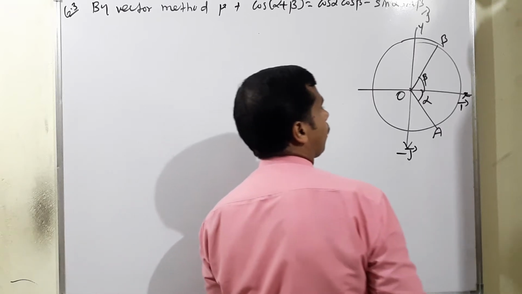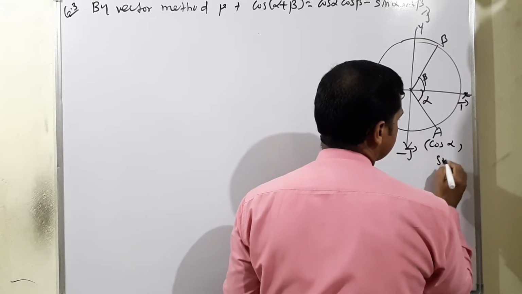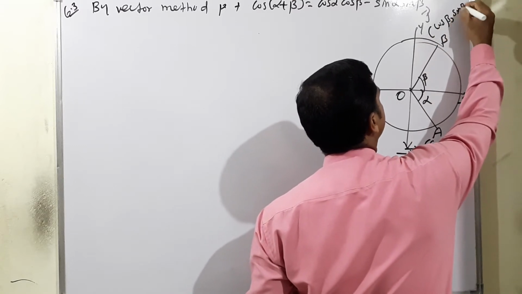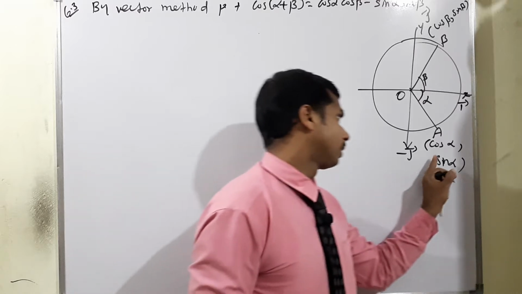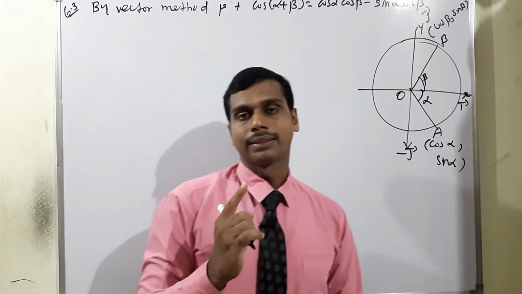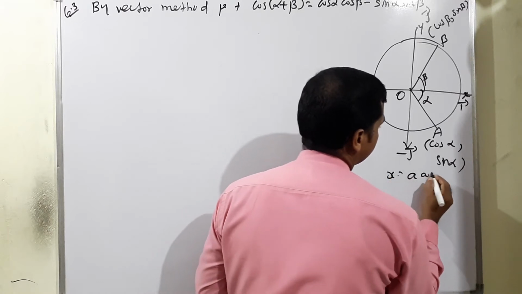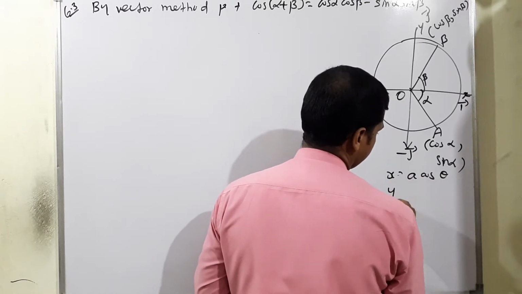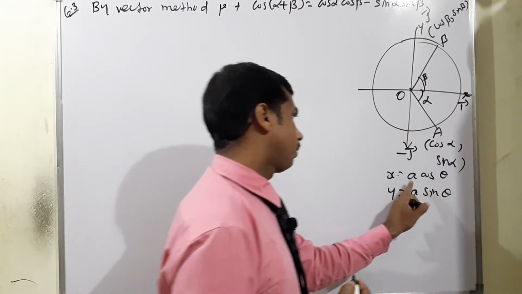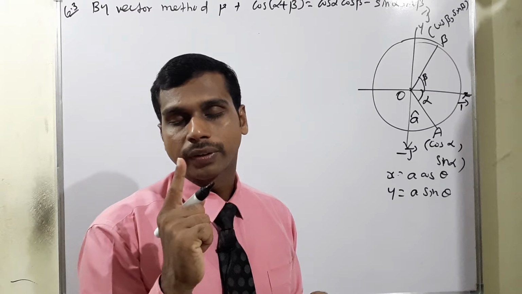Then another important point. Point A has coordinates cos alpha comma sin alpha, as well as point B cos beta comma sin beta. Why do I consider the coordinate points cos alpha and sin alpha? Already I have discussed, in chapter 5, the parametric formula in a circle: x is equal to a cos theta as well as y is equal to a sin theta. So instead of a, the distance between O and A is A cap. A cap means what? Unit vector. Unit vector means the value will be 1.